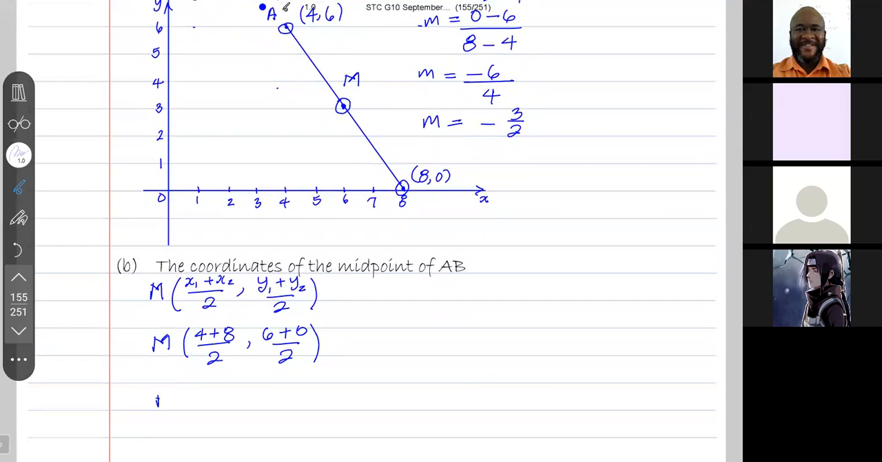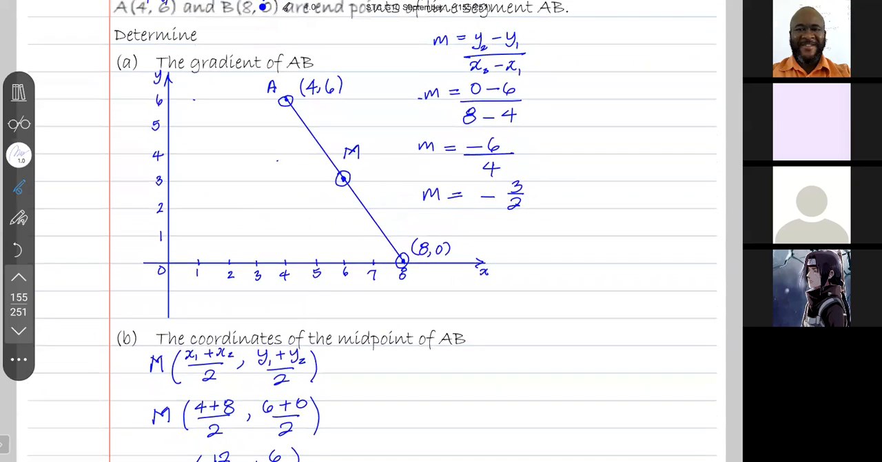So M, the midpoint of the line is 12 over 2, comma, 6 over 2. The midpoint M is the point 6, positive 3. So both observation and calculation agree.